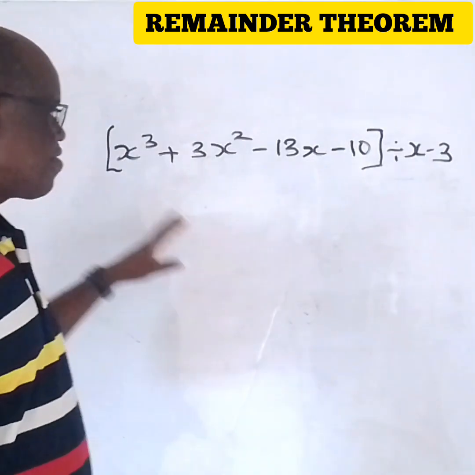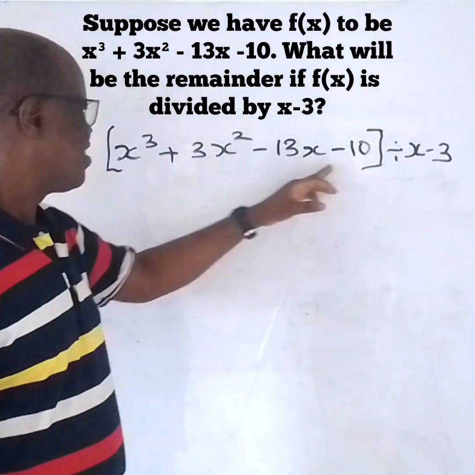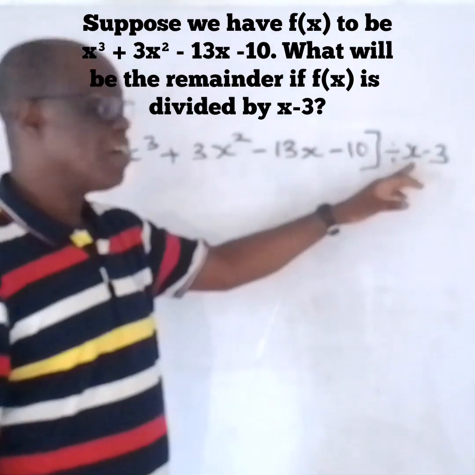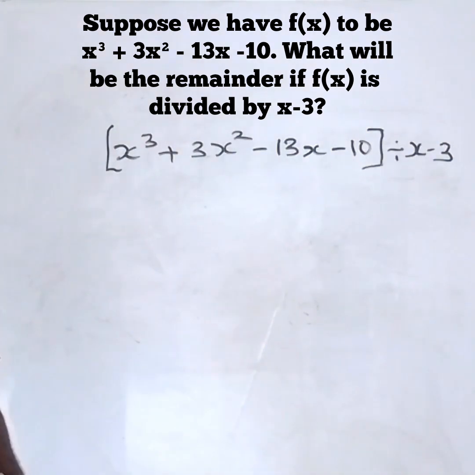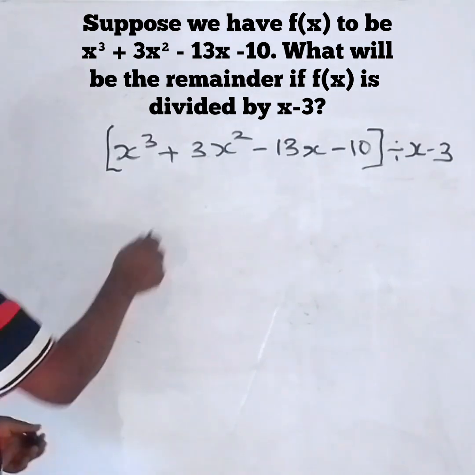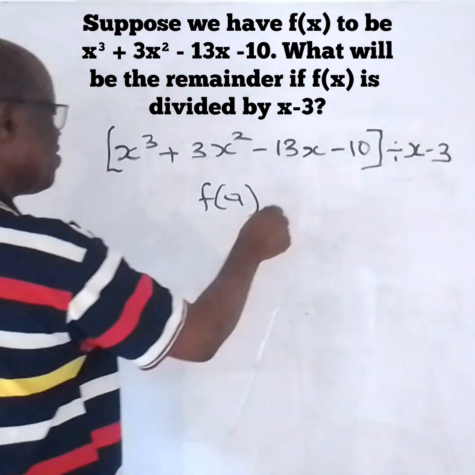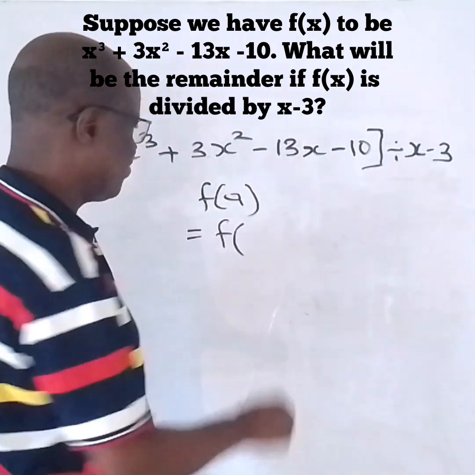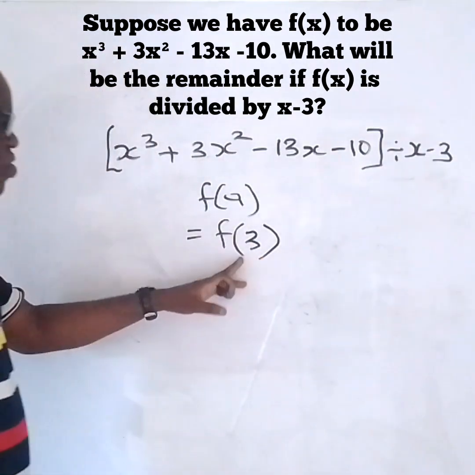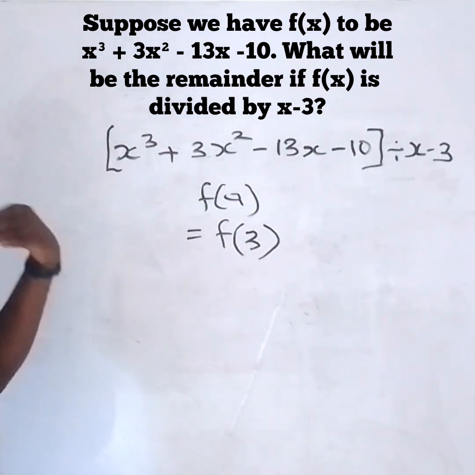Now let's look at this example. Suppose you have the function of x to be this, and you are dividing it by x minus 3. The question says, what will be the remainder? So very simple. Don't forget that we said the remainder will be f of a, which means it will be f of 3. So once you get the function at 3, that will be the remainder. That's the last proof we did.